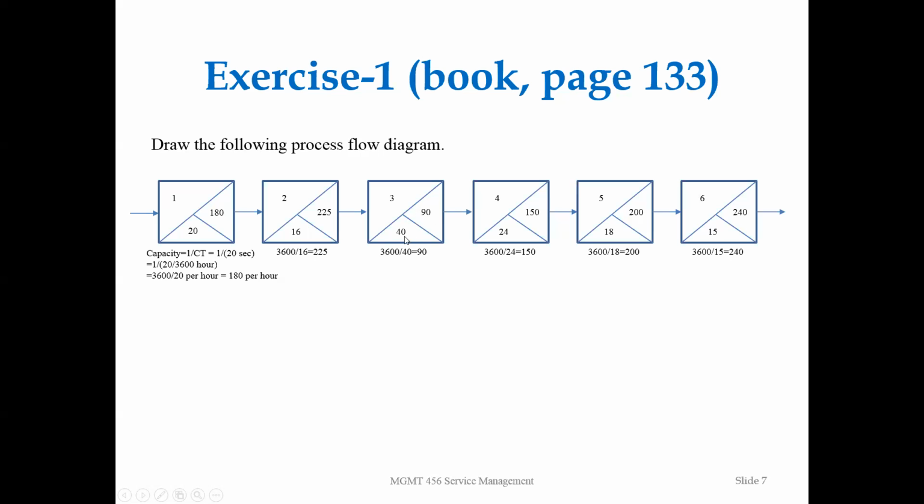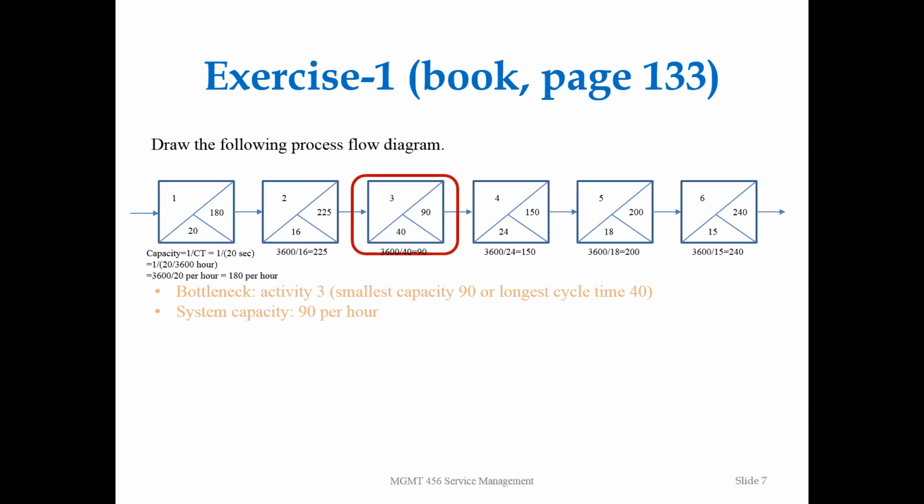If we look at cycle time, you can see 40 is the longest cycle time compared to any other cycle times. This means activity 3 is a bottleneck. So either way, whether you look at the smallest capacity or the longest cycle time, it gives us the same conclusion. So activity 3 is a bottleneck. That means the system capacity is 90 per hour. System capacity is equal to the capacity of the bottleneck activity, so 90 per hour.